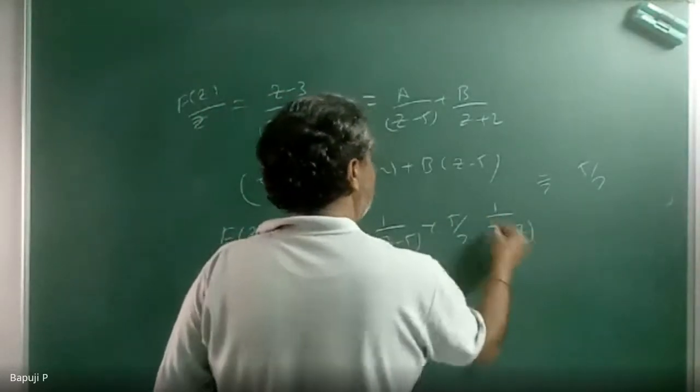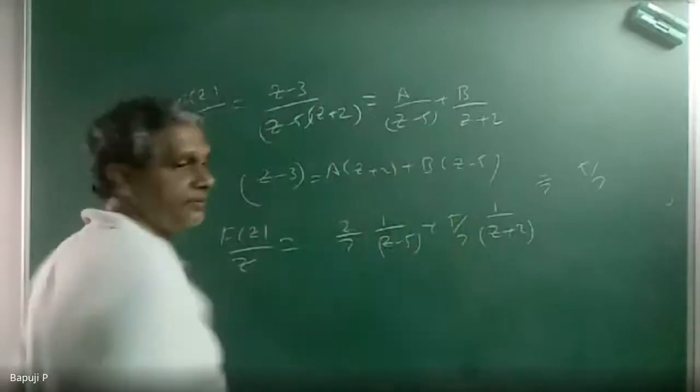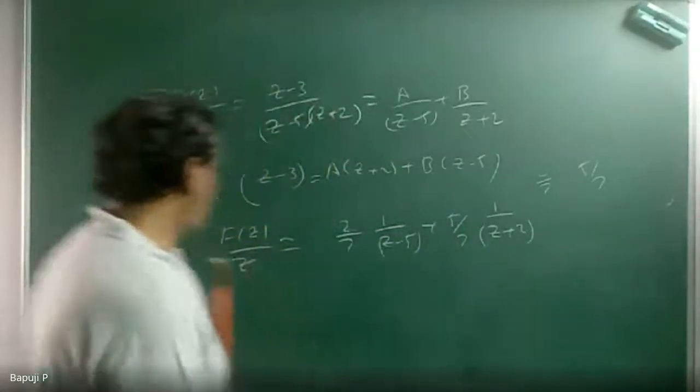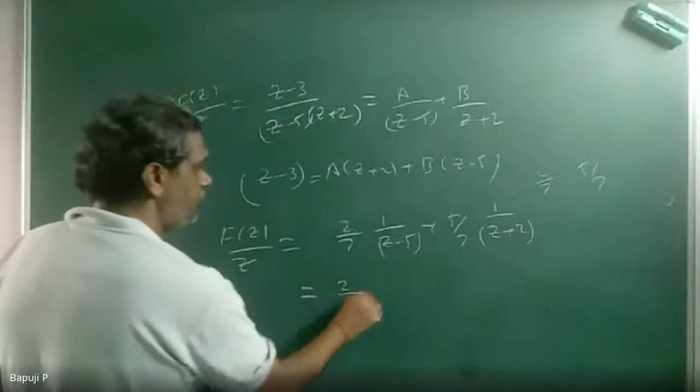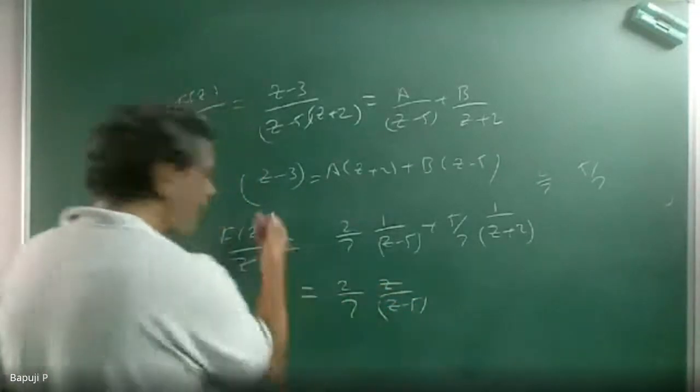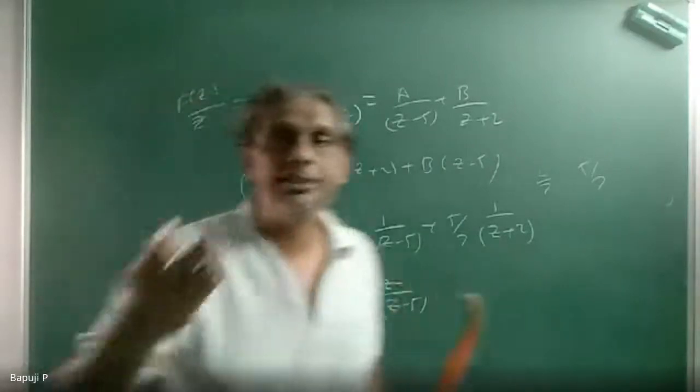See, how nicely, I know the answer there itself, z by z minus 5 is equal to something you said, z by something you said. So, how can I write this actually? 2 by 7, z by z minus 5. See, I prepared f(z) by z.